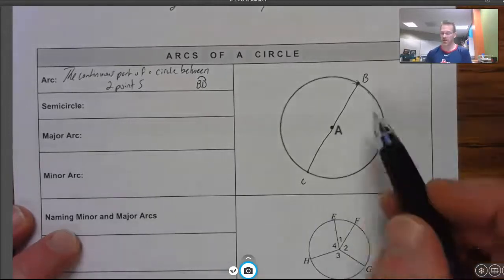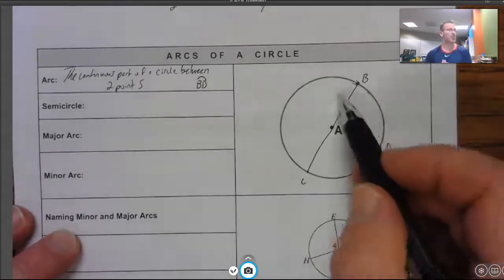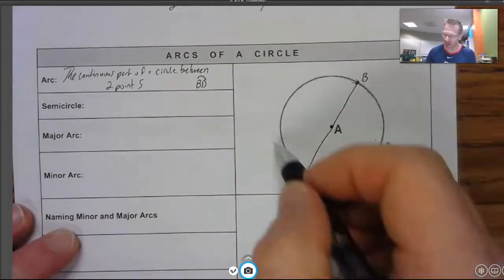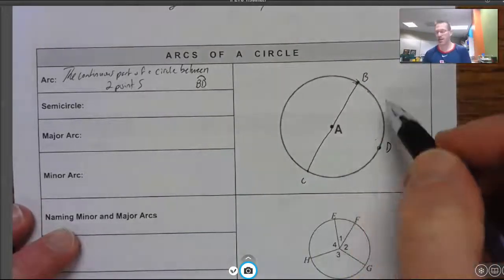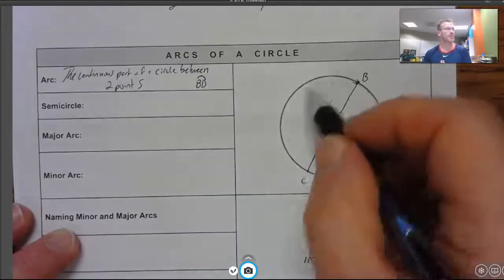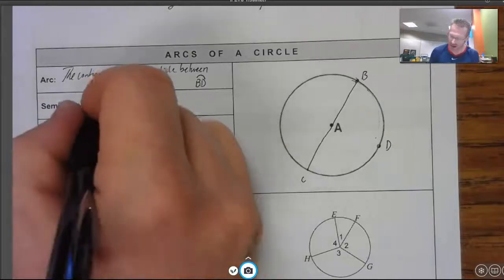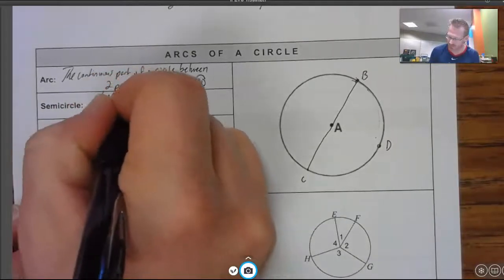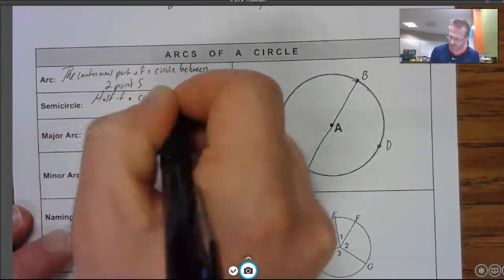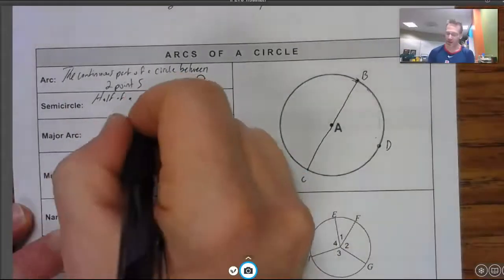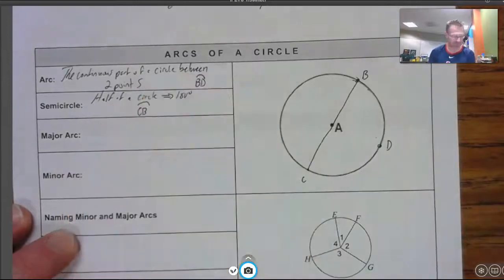All right, a semicircle. A semicircle is half of the circle, or half of the entire distance around when we think about degrees. So it's 360 around, so a semicircle would be only 180 degrees, so that's half of a circle. So that implies that it's 180 degrees, right? Okay, so that would be like arc CB.